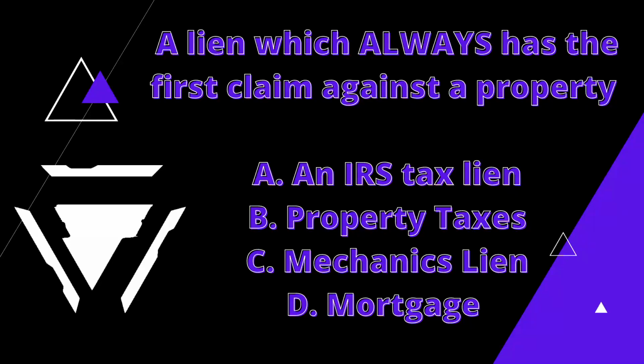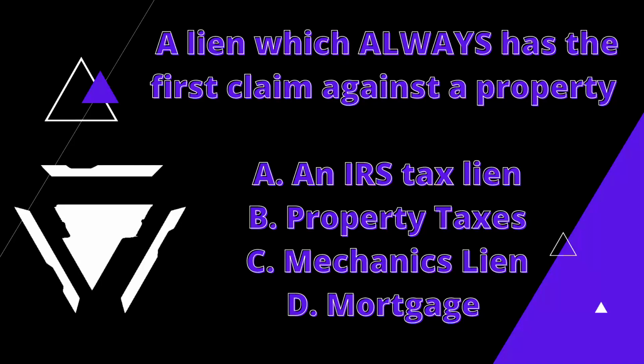So let's look at C, a mechanics lien. A mechanics lien is one in which a contractor has started work on a property and they have not been paid. So they would file a mechanics lien on the property, which would be a specific involuntary lien.